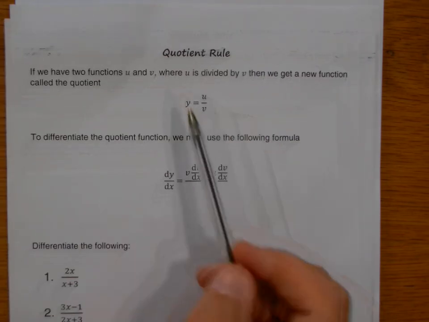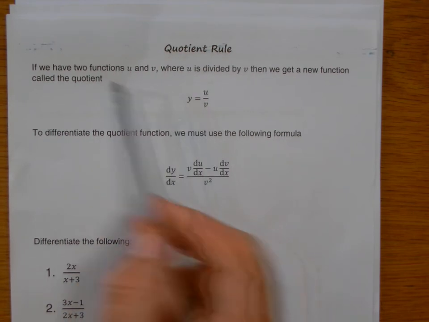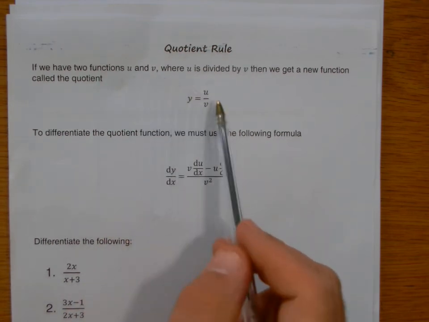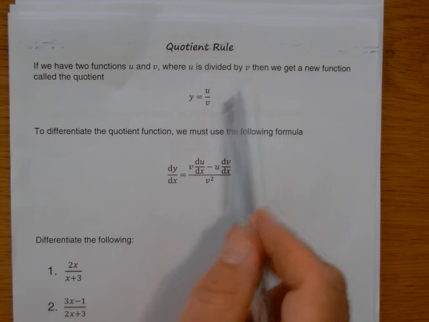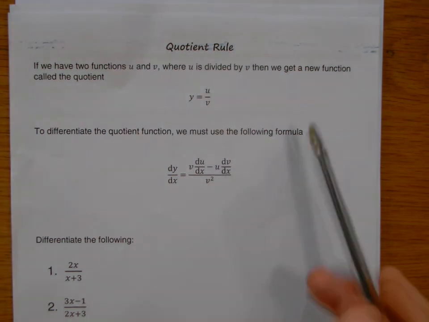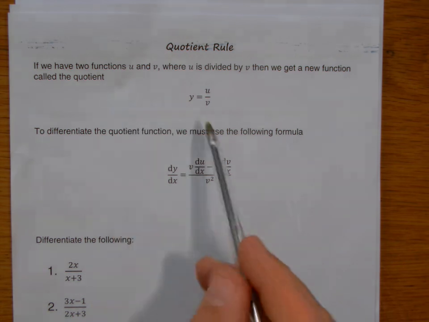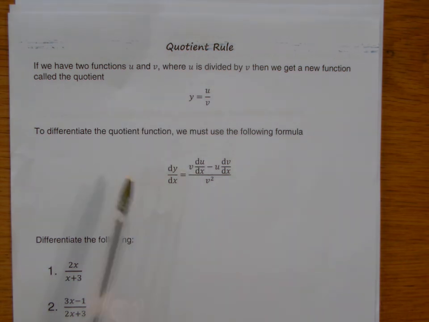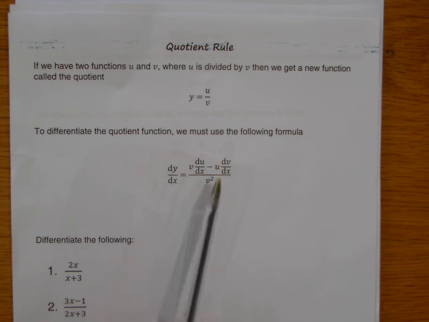Now if we have a quotient, however, where essentially two functions u and v, where u is divided by v, as we've got here, okay, then we get a new function that's called a quotient. Now to differentiate a quotient function, the formula looks a little bit more complex, okay, but ultimately it's very similar.